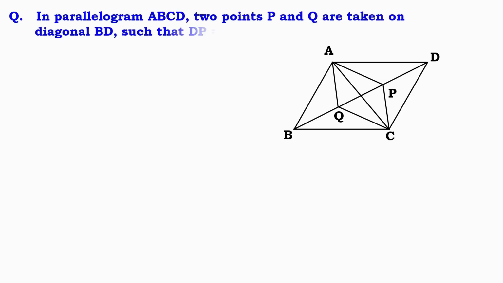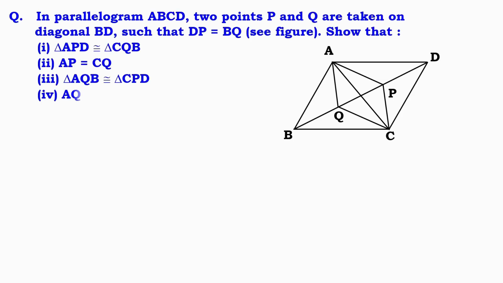Now let's solve the next problem. In parallelogram ABCD, two points P and Q are taken on diagonal BD such that BP is equal to BQ. So let's take a look at the figure. Show that triangle APD is congruent to triangle CQB.